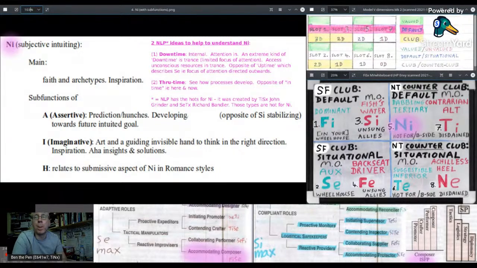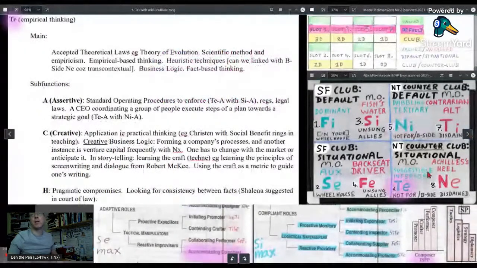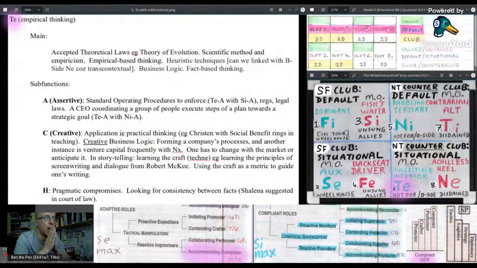So again, the B side of ISFP is NI and TE. This is why they're in the gamma quadra, because those are the wheelhouse functions of the NTJs. Oh yeah, and so the jewel of ISFP is ENTJ.